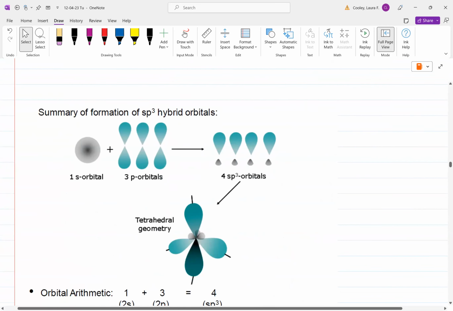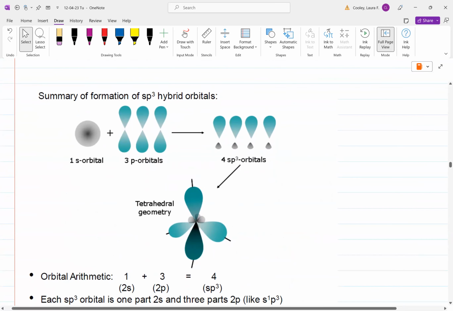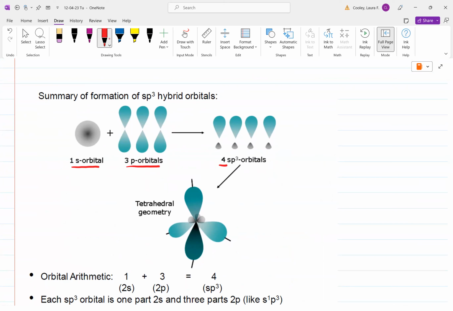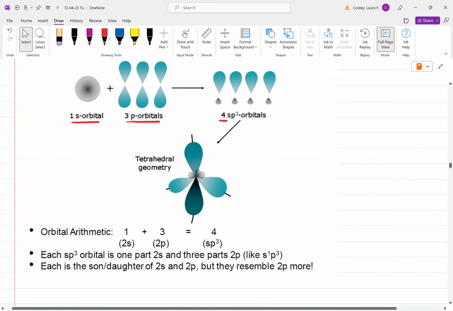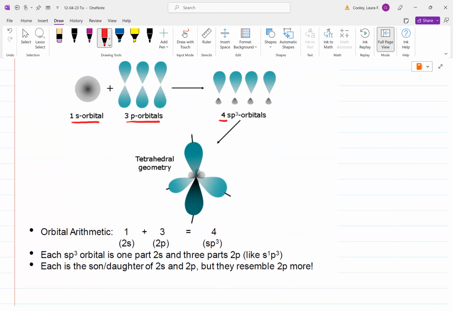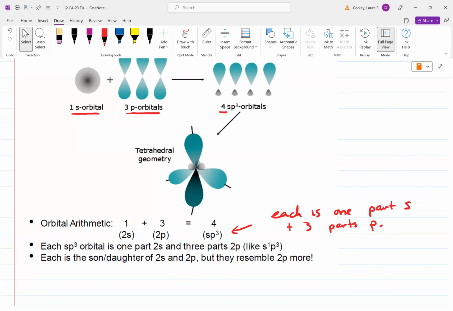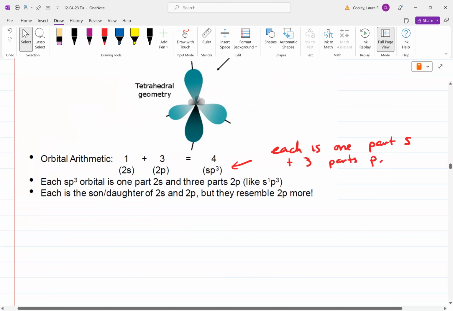When we form hybrid orbitals, if you start off with 4 orbitals, you will always end up with 4 orbitals. It's like orbital math. 1 plus 3, so 1 2s plus 3 2p's gives you 4 sp3s. Each of these is 1 part s and 3 parts p. And they point in those 4 different directions.